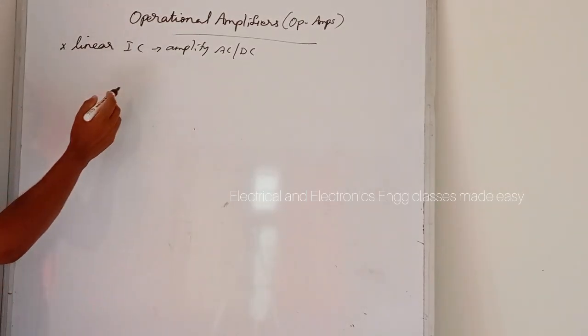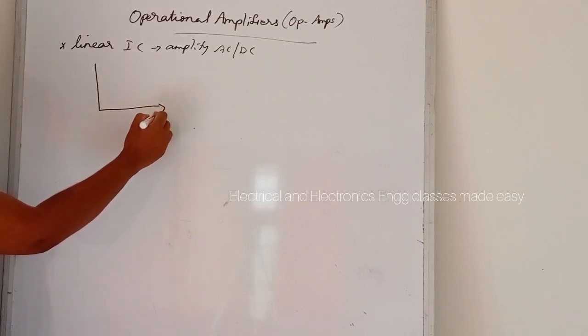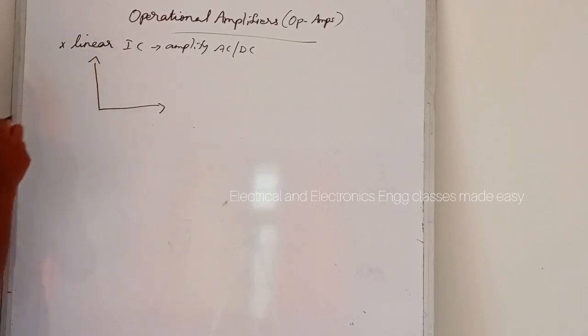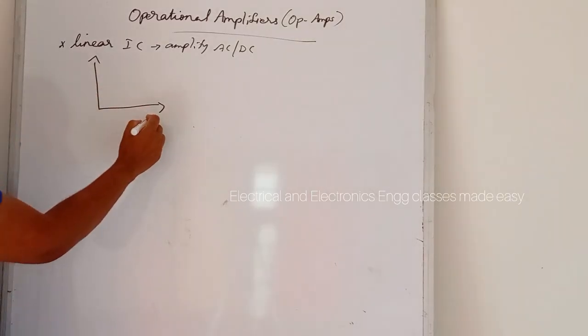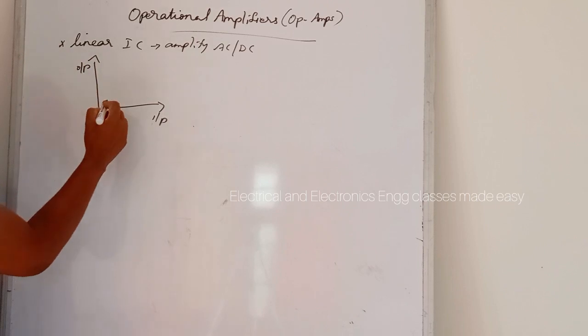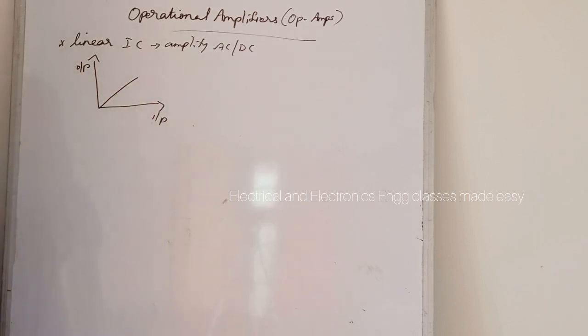And within a certain input range, the amplification curve of a linear IC is a straight line. That is, the input and output voltages are directly proportional.